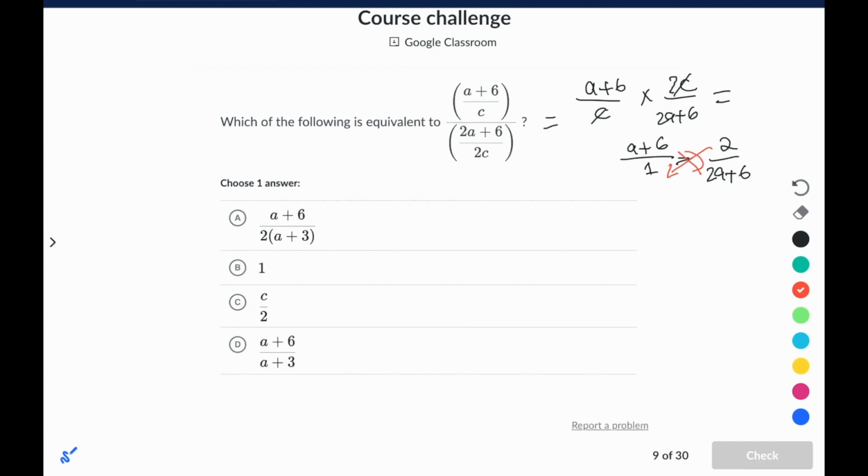Or what we can do is this. So 2a plus 6. How can we rewrite 2a plus 6? Well, we can take out the greatest common factor, which is 2, and we would be left with a plus 3. So a plus 6 over 1 is 2 over 2a plus 3. So the 2 and 2 would cancel out, and we're going to be left with a plus 6 over 1 equals 1 over a plus 3.